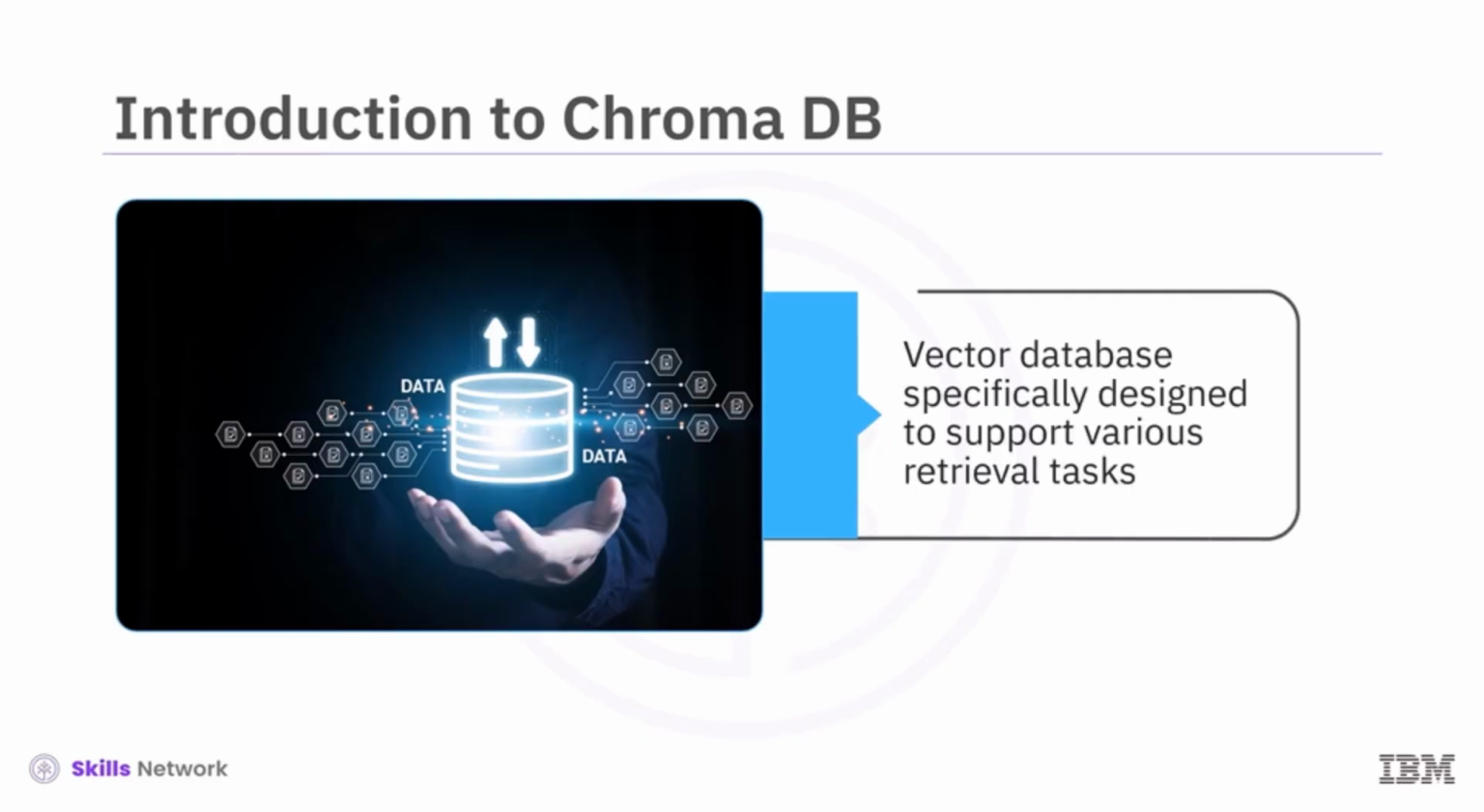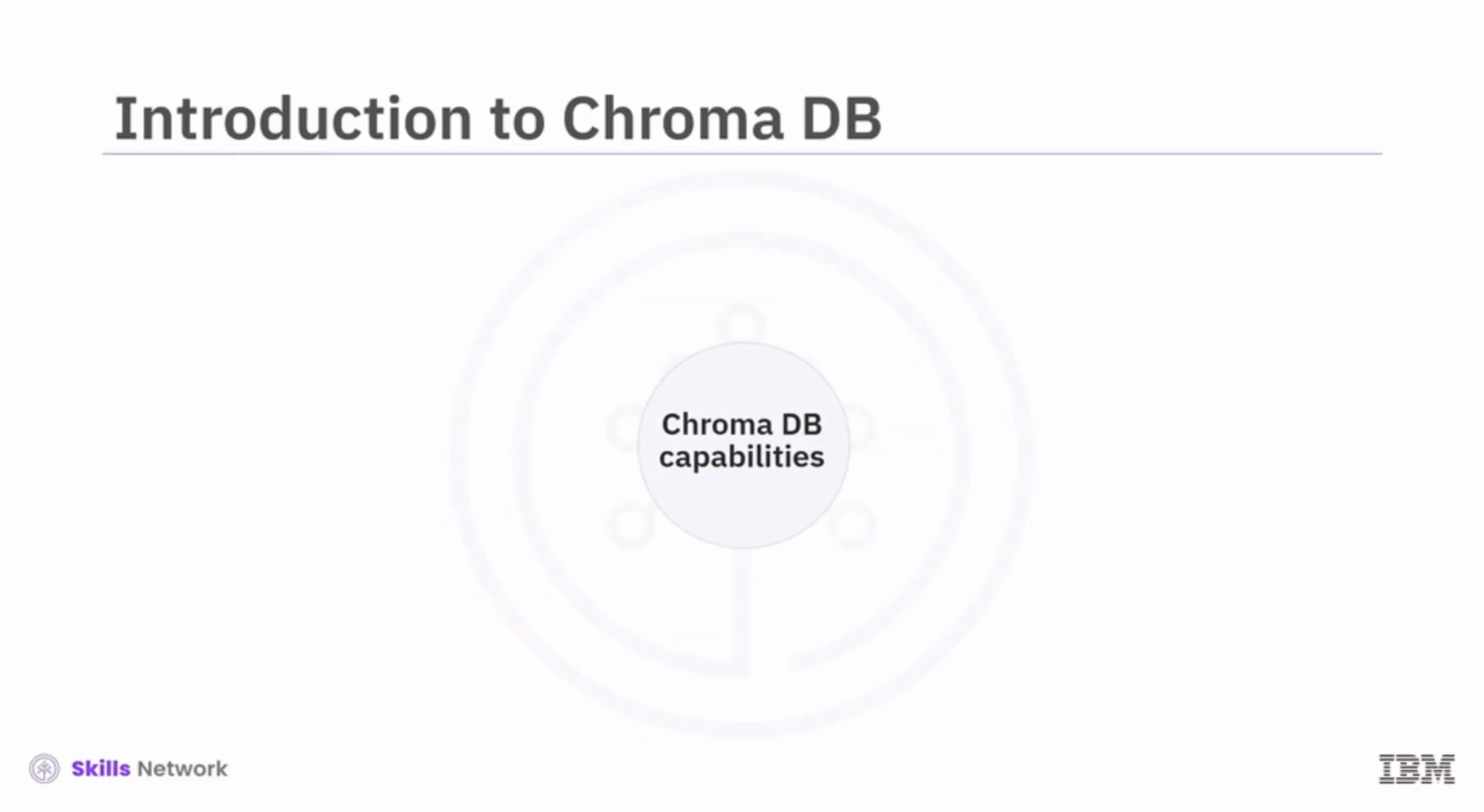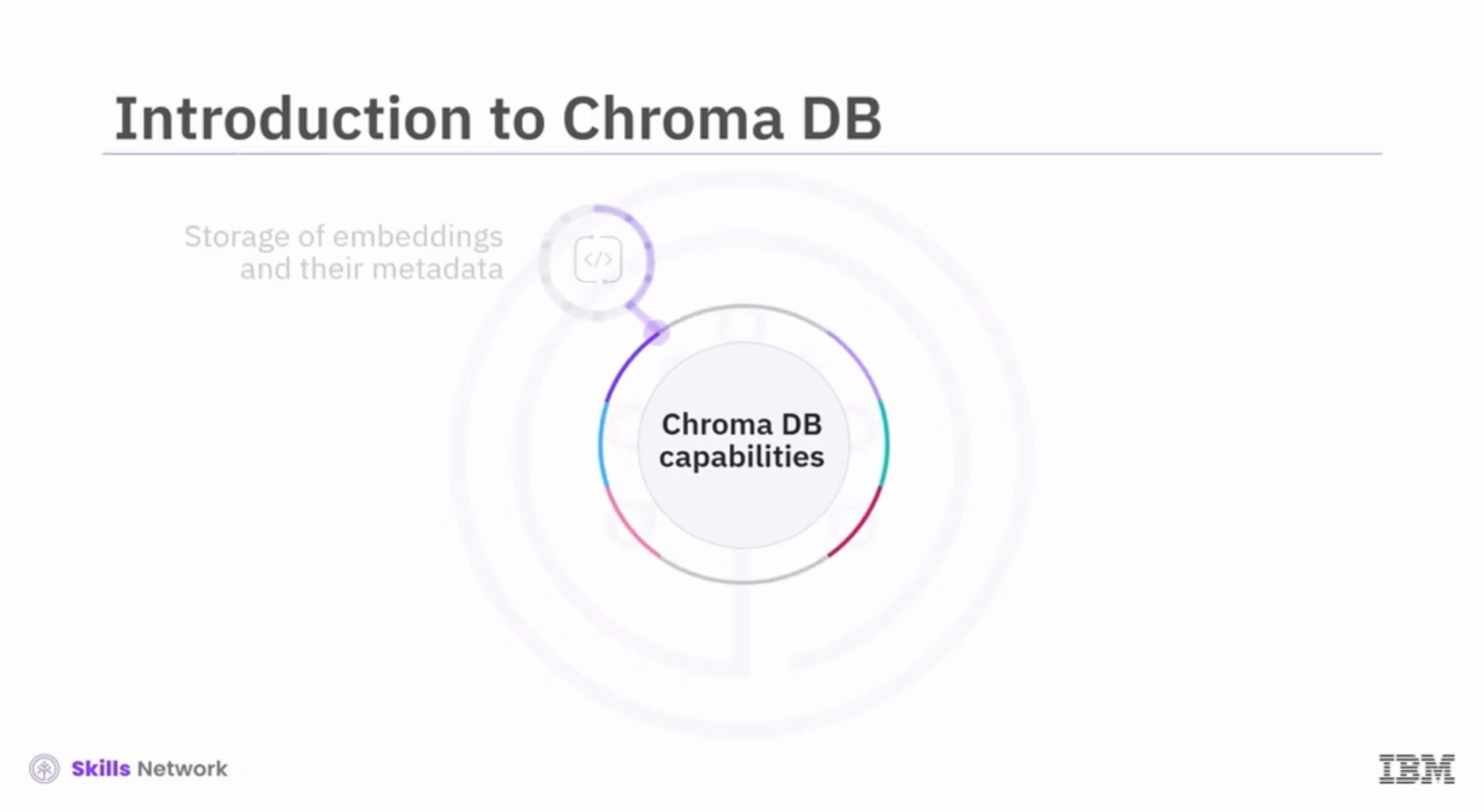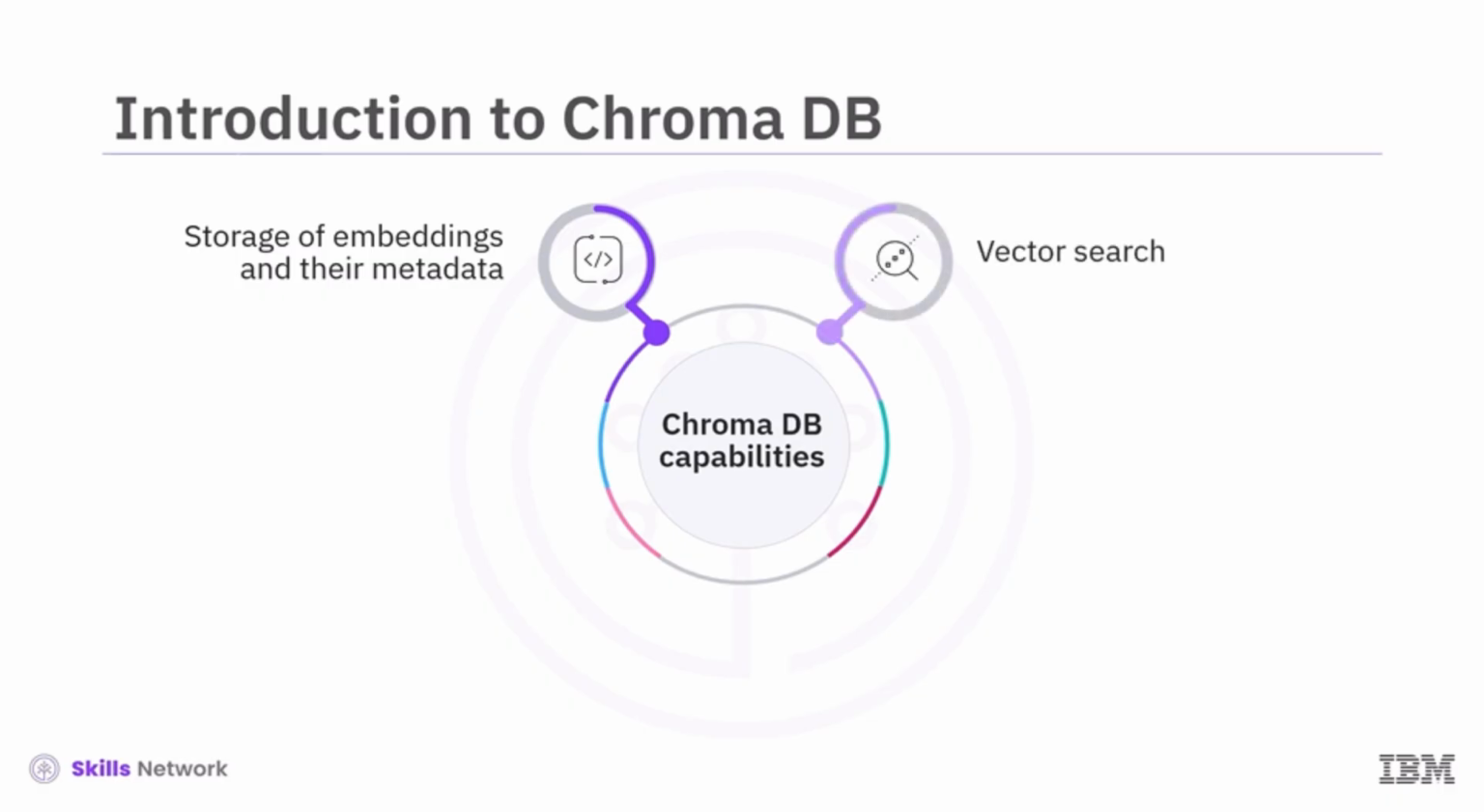ChromaDB is a vector database specifically designed to support various retrieval tasks. It offers the following capabilities: storage of embeddings and their metadata to efficiently store and manage vector representations of data. Vector search compares vector embeddings to find text based on semantic similarity using distance metrics such as cosine distance. Full text search to find relevant documents based on lexical or spelling similarity.